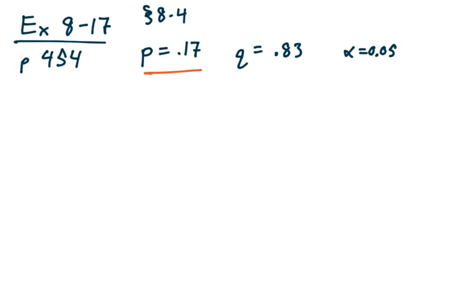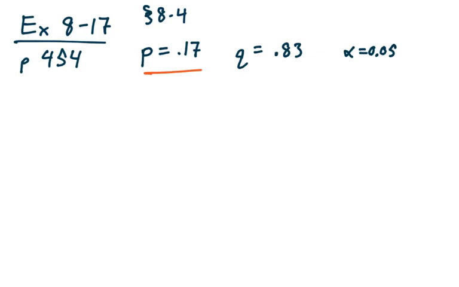So that's pretty standard value. Remember, that's our default value. If they just say test the claim, or is there enough evidence to reject the claim, and they don't tell you an alpha, guess what? 0.05. There it is.